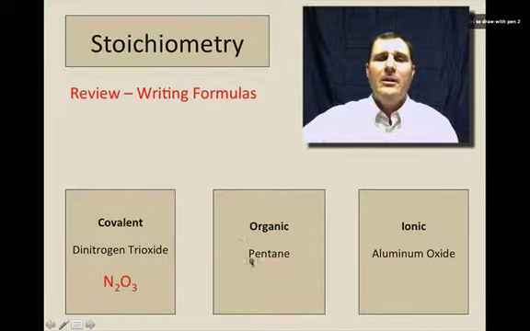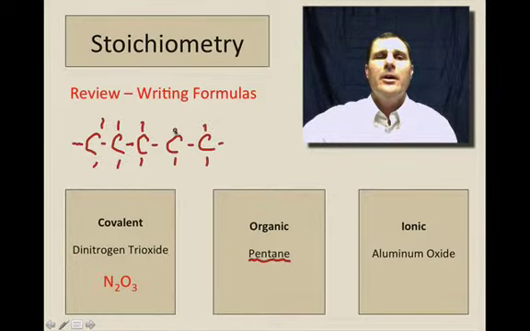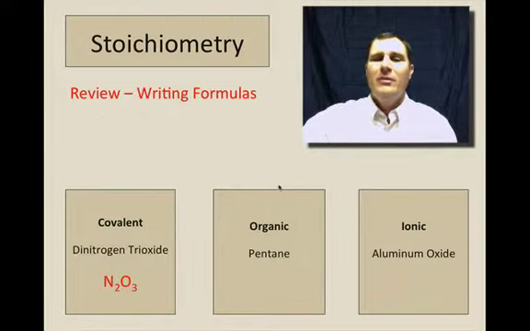The next one we had was organics. Pent tells me that there are 5 carbons. Okay, so carbon, carbon, carbon, carbon, carbon. And the ane tells me that all those carbons are single bonded, so they all have a single bond in them. After that, we fill everything else in with hydrogens. Okay, there they are. If I take a second to count these, I see that it's C5, and around there I have 12 hydrogens. So the formula for that one is going to be C5H12.